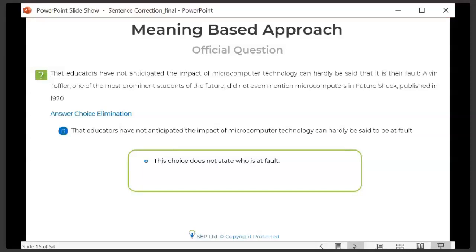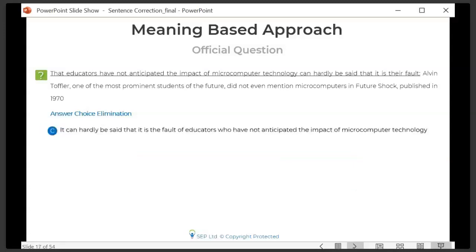That's not clear. In fact, what this sentence seems to mean is that something has happened can hardly be said to be at fault. So the correction here should be that something has happened can hardly be said to be their fault. All right. That educators have not done something can hardly be said to be the educator's fault or their fault. And that would have made the sentence correct. Otherwise, sentence B is illogical. Now, a good 50% of you had chosen choice C as the correct answer choice. If you look at choice C, okay, who have not anticipated the impact of microcomputer technology?